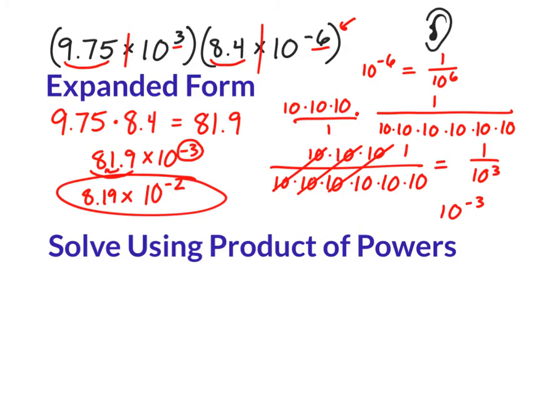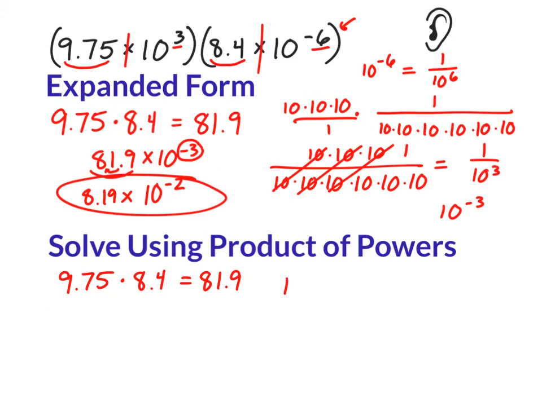Now let's solve this problem using the product of powers rule, so I'm not writing it out in expanded form. First, I'm going to multiply the numbers out front, so 9 and 7500ths times 8 and 4/10, and I know that equals 81 and 9/10, so I'm still going to have to change the decimal later.